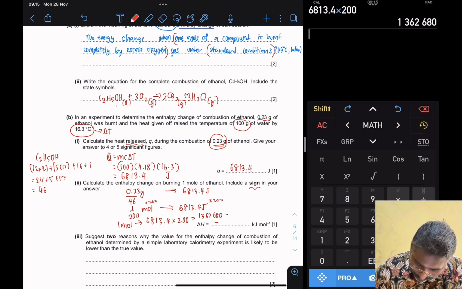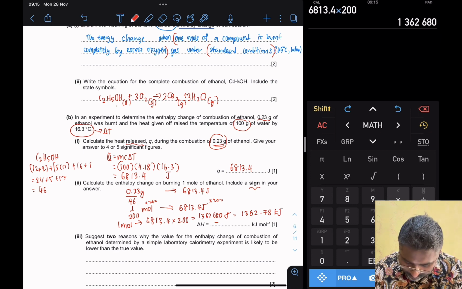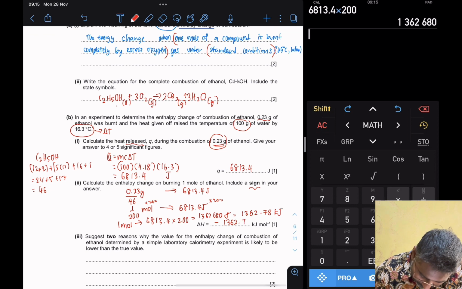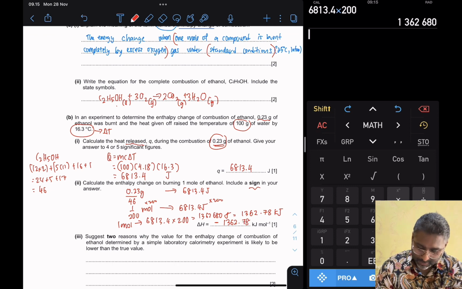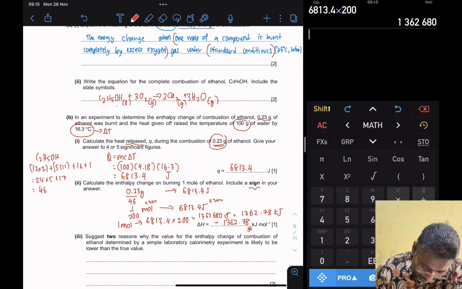1362680 joule. You need to change it to kilojoule. So it's going to be 1362.78 kilojoule. In this case, you can keep it as given, doesn't matter, or you can give 3 significant figures also, but I prefer to leave it like this.